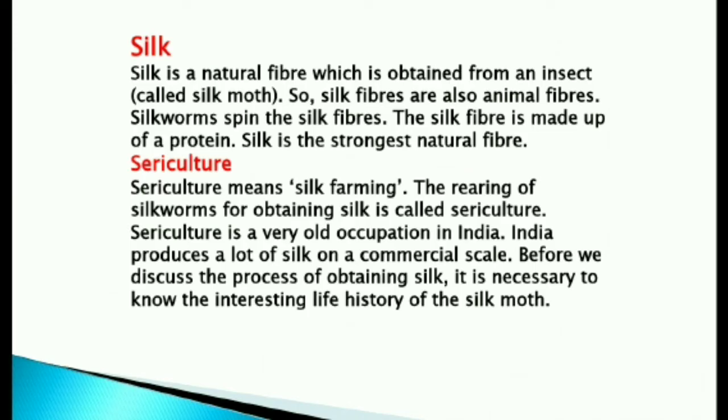Friends, today we are going to learn about what is silk. Silk is a natural fiber which is obtained from an insect called silk moth. So, silk fibers are also animal fibers. Silkworms spin the silk fibers. The silk fiber is made up of a protein. Silk is the strongest natural fiber.